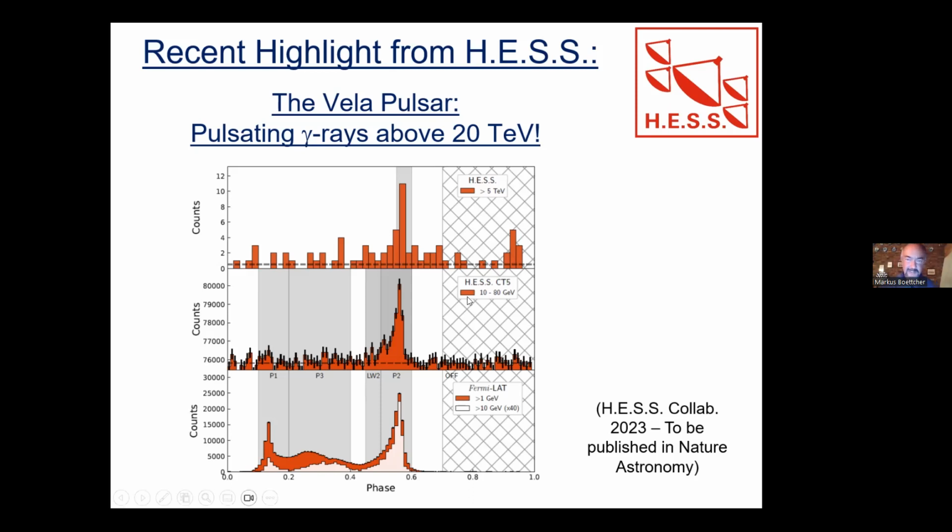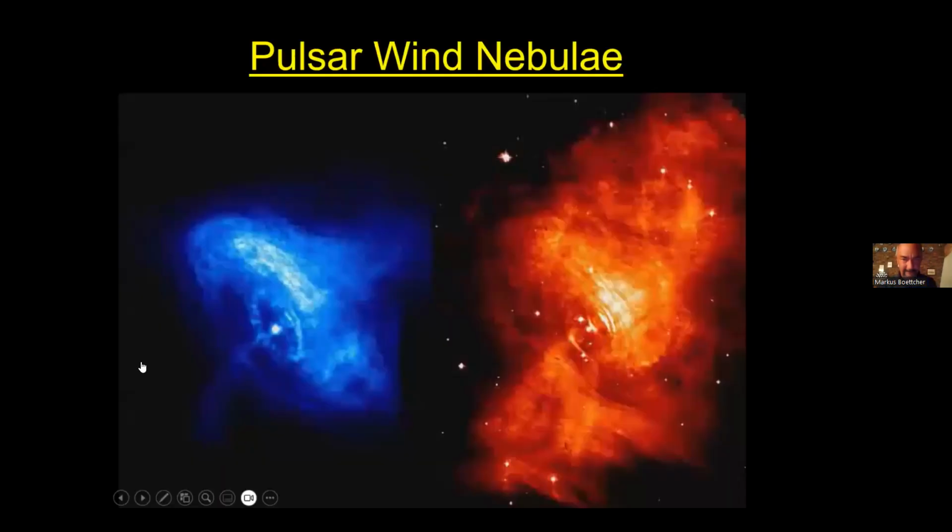You can see here the pulse that we see. This is the light curve essentially, the brightness of the gamma rays as a function of time, folded throughout this rotation period. So from left to right, we go from the start of the period to the end of the period. This is something that will be published in Nature Astronomy in September this year.